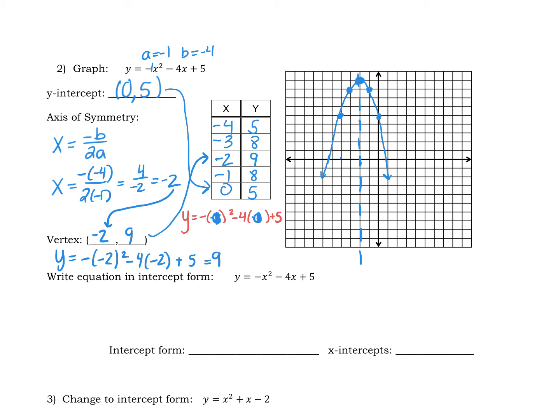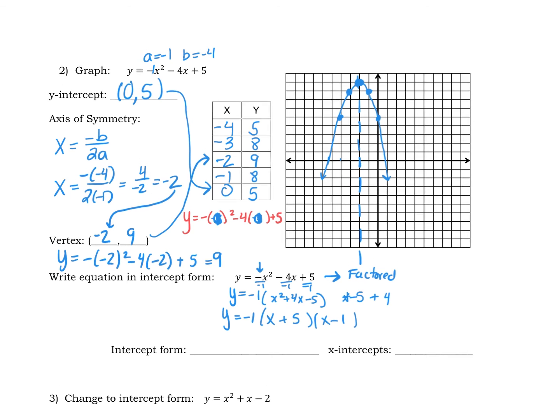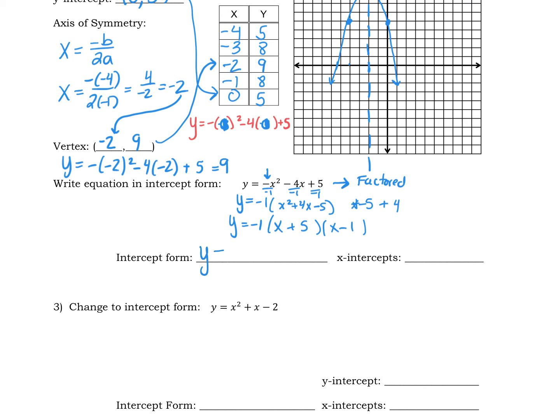So they want me to write this equation in intercept form. So again, I need to write it in factored form. But because of this negative in front, I need to factor out a -1 first, meaning I'm going to divide everything by -1. So I'm going to go with x squared plus 4x minus 5. So I'm thinking about two numbers that multiply to -5 but add to 4. So if they add to 4, it has to be +5. And so my final intercept form would be -1(x + 5)(x - 1).